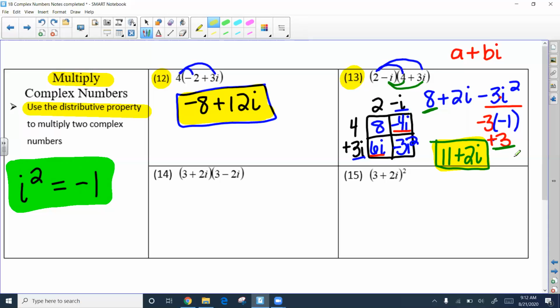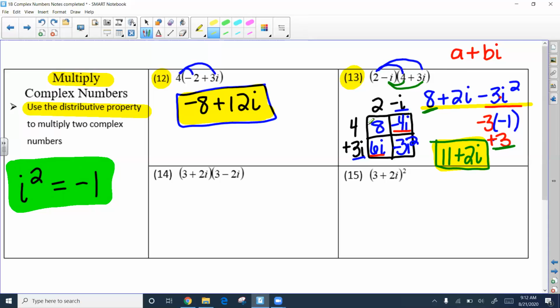So that's the thing. Even though right here this was still correct when we had 8 plus 2i minus 3i squared, we had to simplify more. Anytime we see an i squared, we replace it with negative 1. That way we can write our final answer in the form a plus bi.